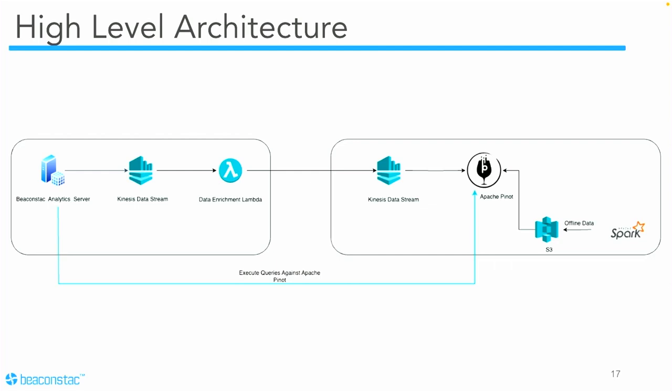We have the Beaconstac analytics server, which pushes the events to a Kinesis data stream. And there is a data enrichment lambda attached to it, which does some transformation and pushes the data to the downstream Kinesis data, and that is ingested into Pinot. This is the real-time ingestion pipeline.